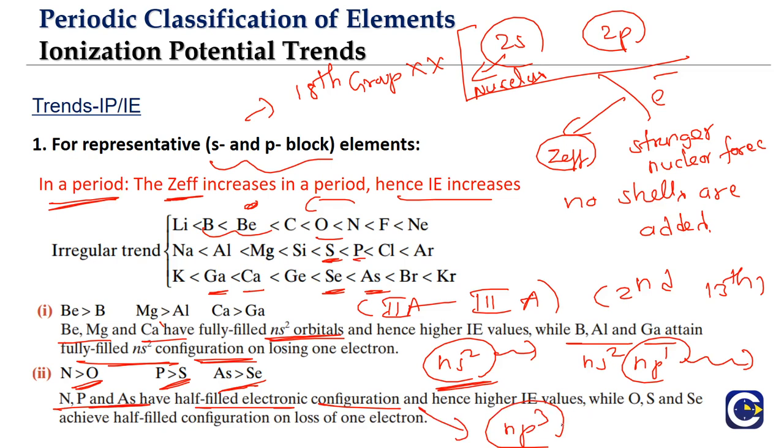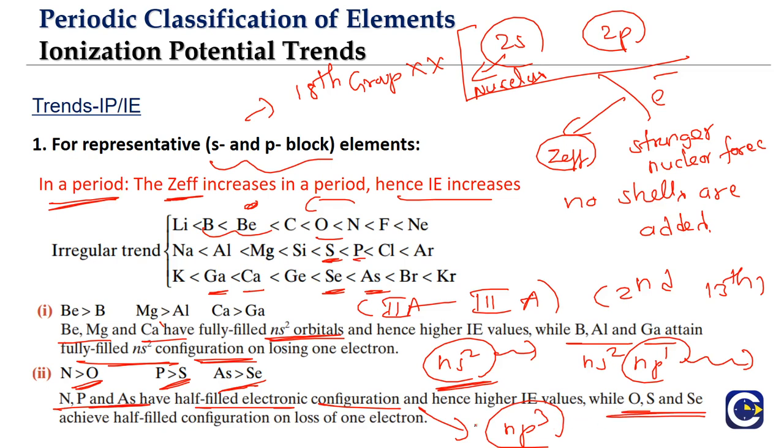Half-filled p will be difficult to disturb. That is the reason why the ionization energies will be higher for nitrogen. Nitrogen will be higher than oxygen. Phosphorus will be more than sulfur. Arsenic is more than selenium.